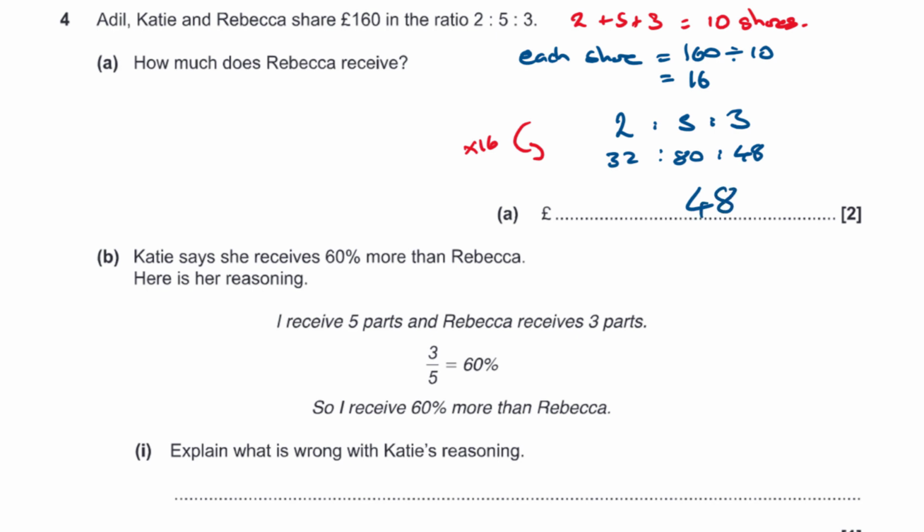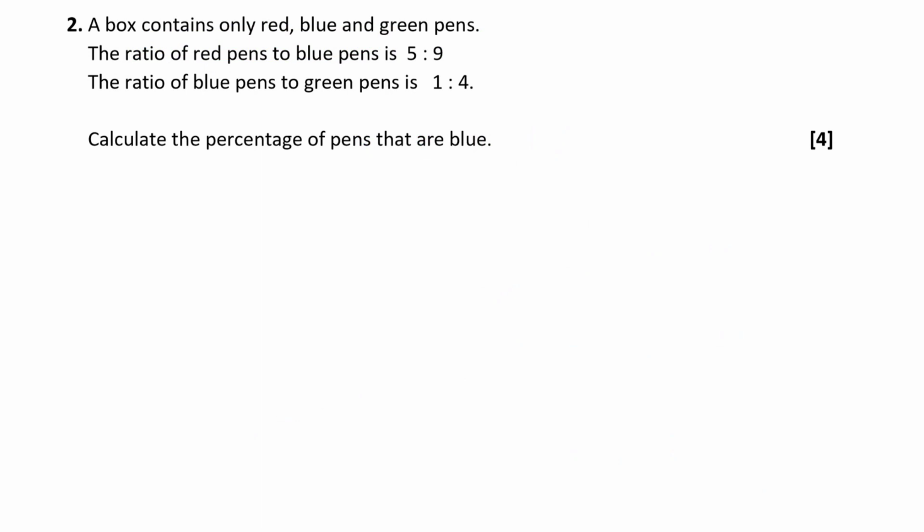So £48 for Rebecca. The box contains only red, blue and green pens. The ratio of red pens to blue pens is 5 to 9, and the ratio of blue pens to green pens is 1 to 4. Calculate the percentage of pens that are blue.